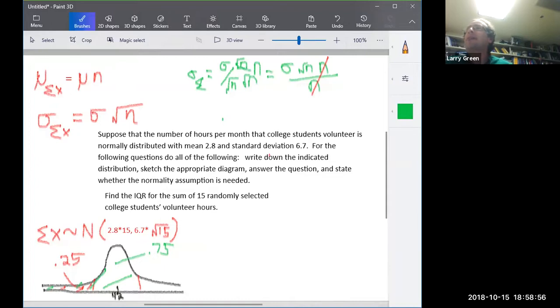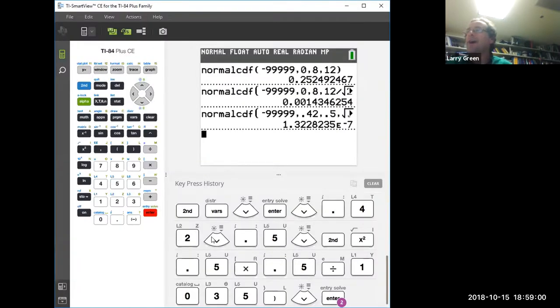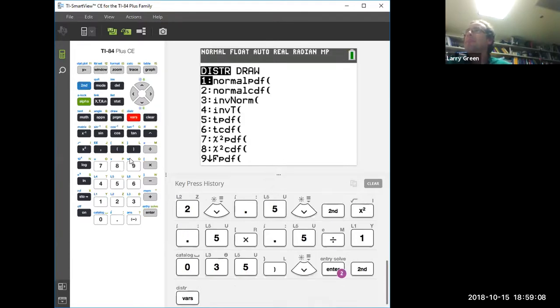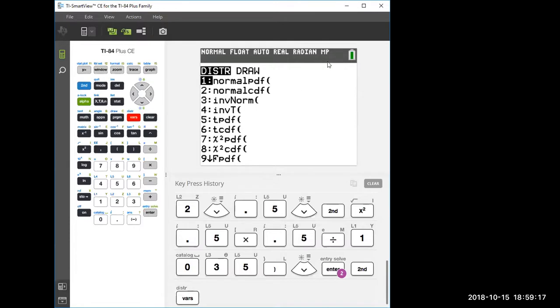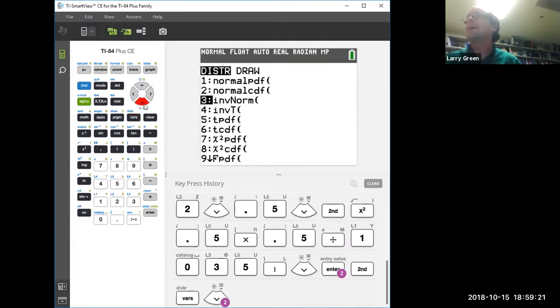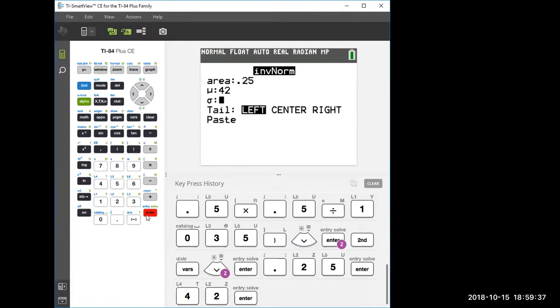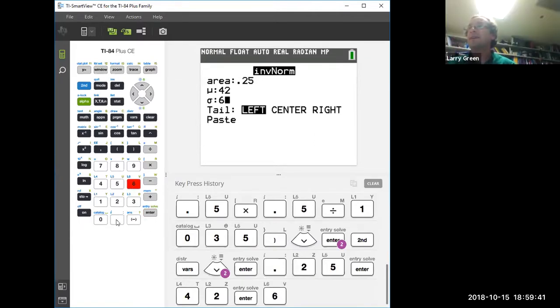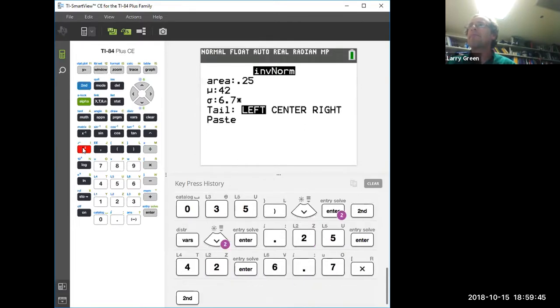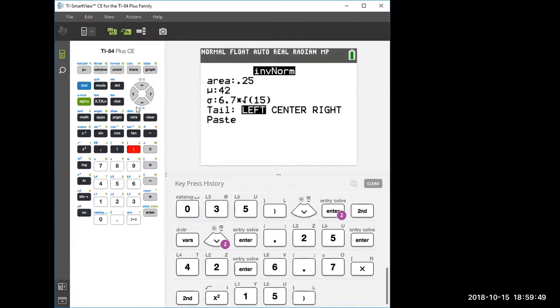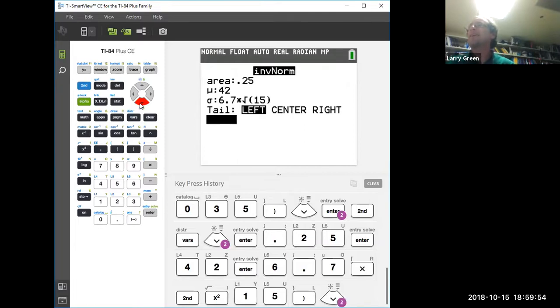So now we go ahead and use our calculator. Again, slow me down or stop me if you don't understand something. I'm going to go to distribution again. What do I use this time? The inverse norm, because we're given the area and we want to find the value on the horizontal axis. Let's do Q1 first, 0.25. Our mean was 42. Our standard deviation was 6.7 times root 15. I don't care what it comes out to, I'm just putting it in. Let the calculator handle it.